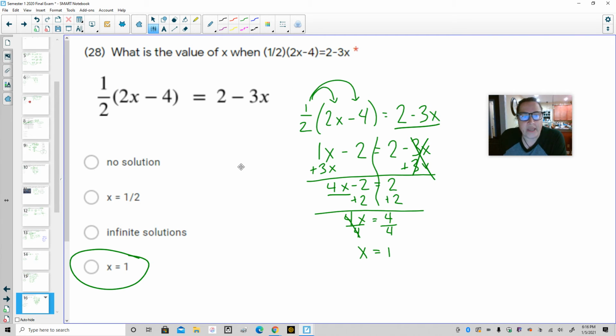What's the value when 1/2 is multiplied by the difference of 2x minus 4 and set equal to 2 minus 3x? So I distribute that 1/2. That gives me 1x minus 2 is 2 minus 3x. Remember, move the smaller one first. So I'm adding 3x to both sides, adding the 2, and then dividing, all of my opposite operation work, and I end up with 1. I could substitute in a 1 to these 2 spots just to make sure that it came out equal.